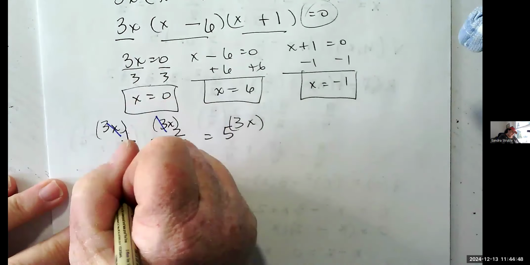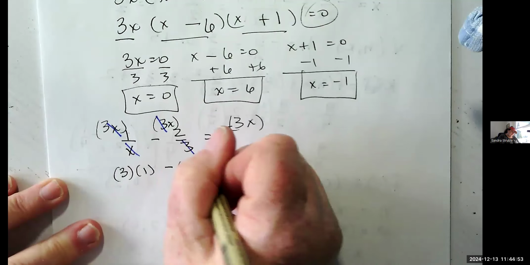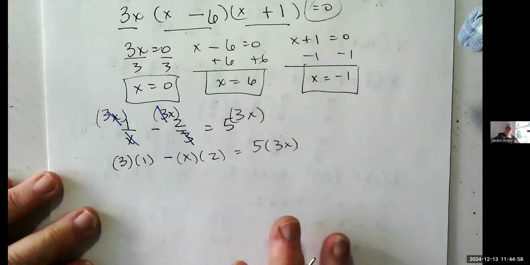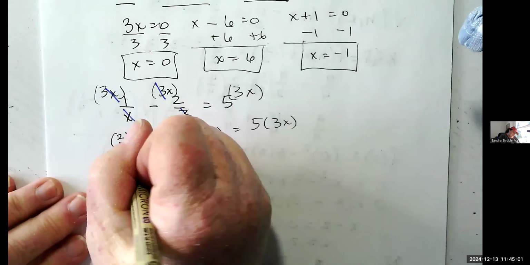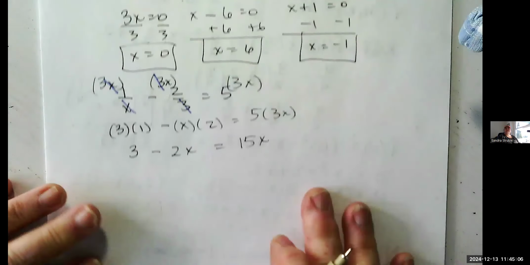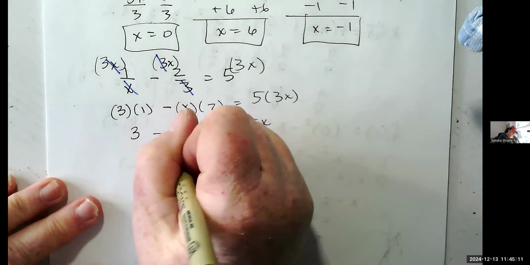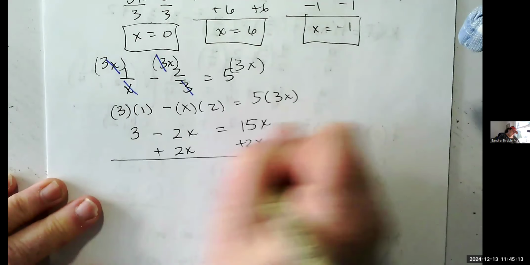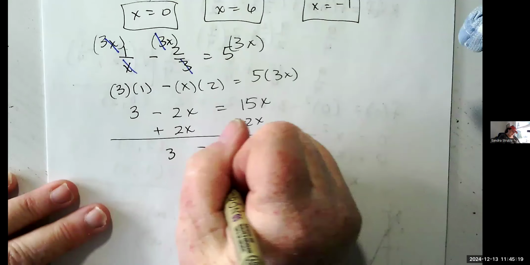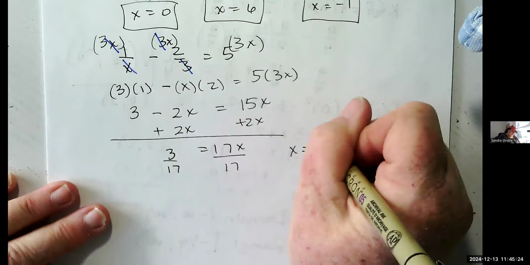So this leaves me with 3 times 1 minus x times 2 equals 5 times 3x. I'm just throwing an extra step in there. You don't have to do that, just to show you what happened. All right, now let's solve for x. I can move the 2x over here. Seems the easiest thing to do. And then solving for x, I just divide both sides by 17. So x equals 3/17.